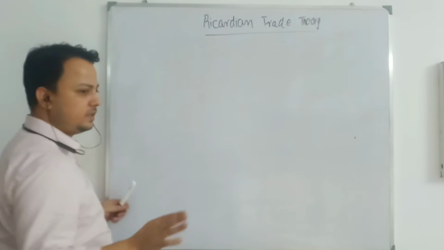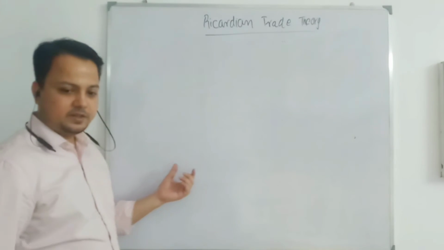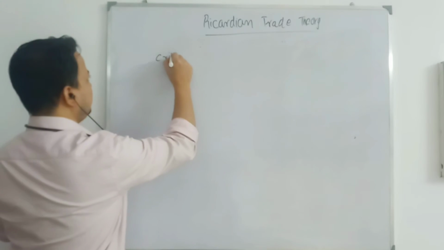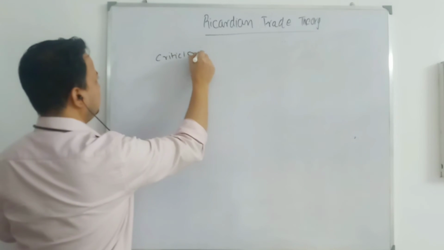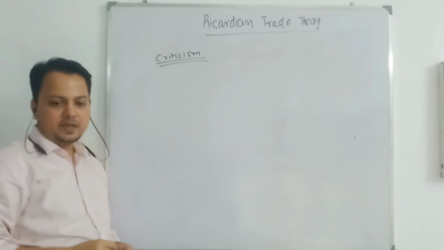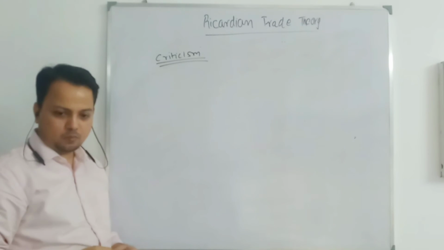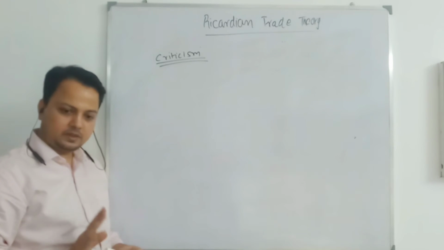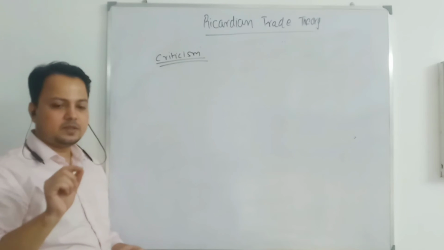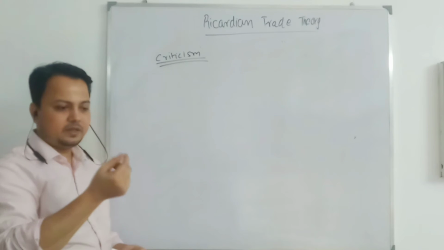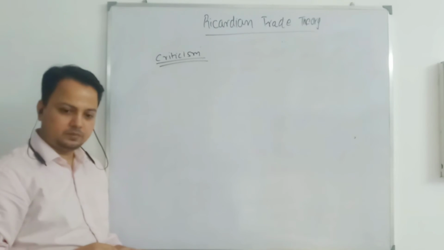Criticism, conclusion, and generalization of the Ricardian theory. You can have a read. Criticism: the first criticism is that it has considered only one factor of production, labor. But there are other factors of production also, say capital. It has not considered other factors of production while determining cost.